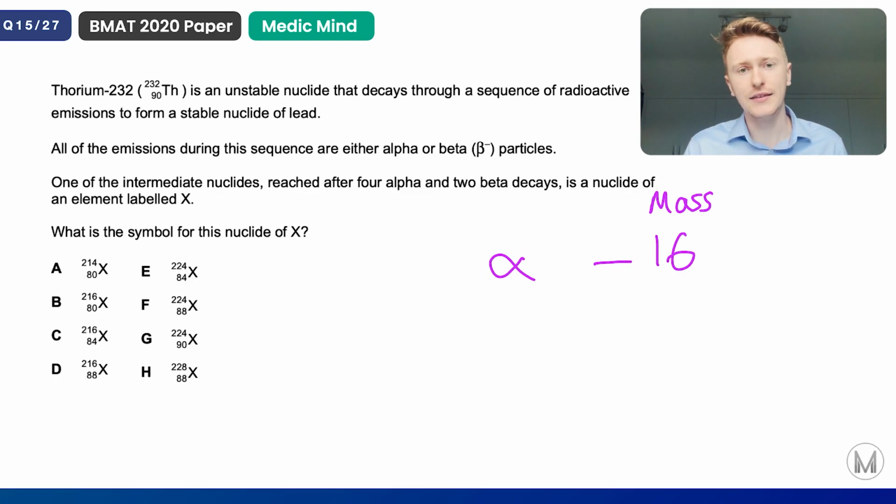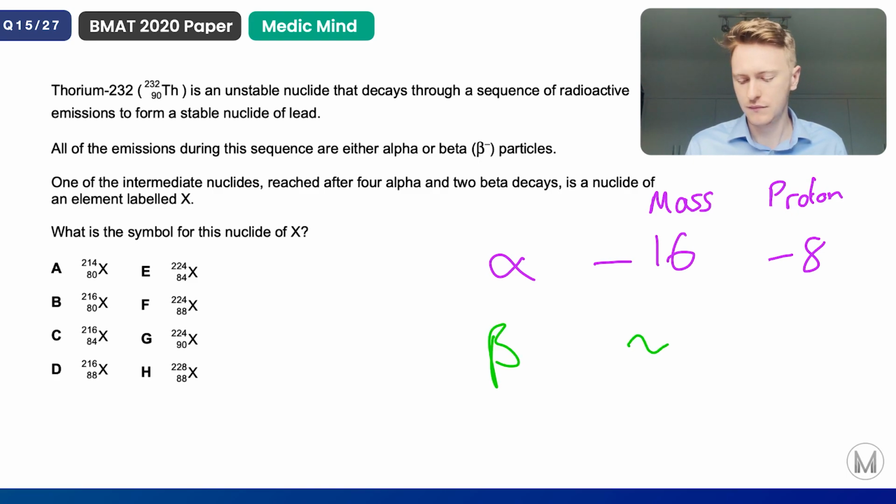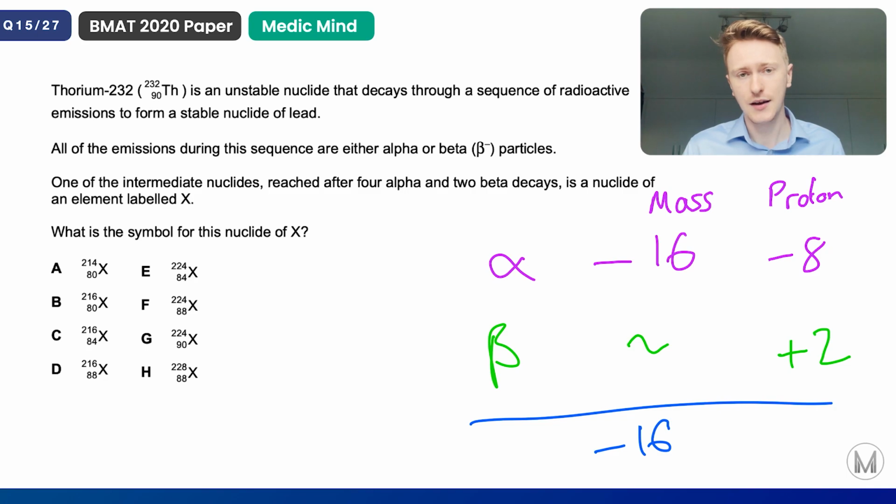What it will change, though, is the proton number. Now, from the alpha decay, the overall change in the proton number, because each alpha particle contains 2 protons, was a loss of 4 times 2, which is 8. The beta reactions, however, the 2 beta decays, will add back 2 protons because a neutron will decay into a proton. However, the mass number remains unchanged. Looking at the totals, we can see that the overall mass will reduce by 16, but the proton number will only reduce by 6.